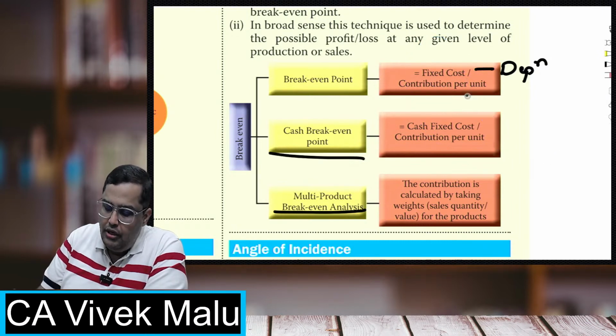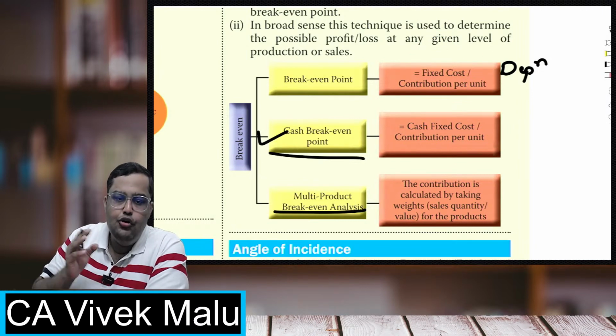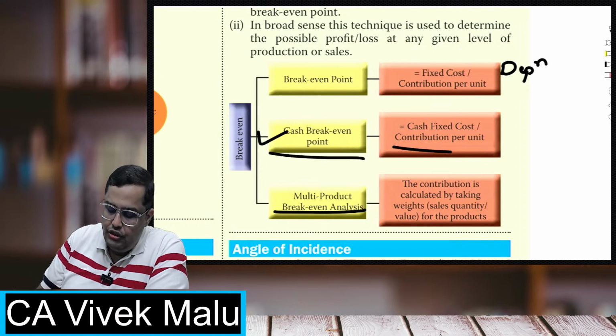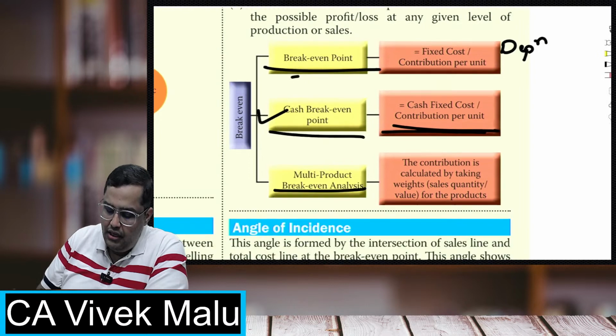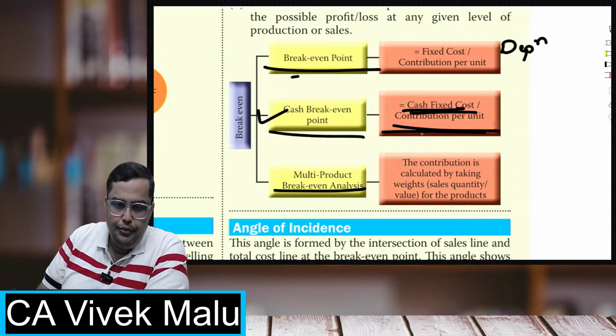So which will be the smaller figure and which the bigger? Obviously, cash break even is smaller, because I do not have to recover my depreciation. Break even will be the bigger figure and cash break even will be lesser, as it has only cash fixed cost in the numerator.